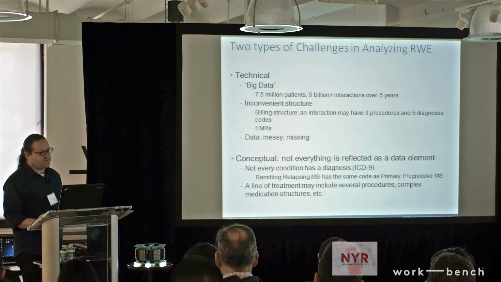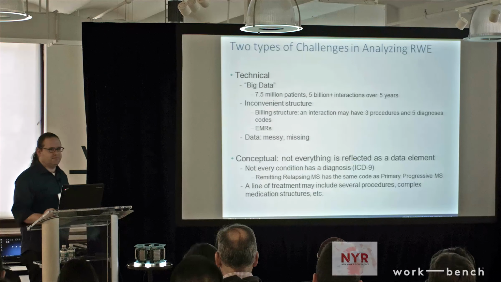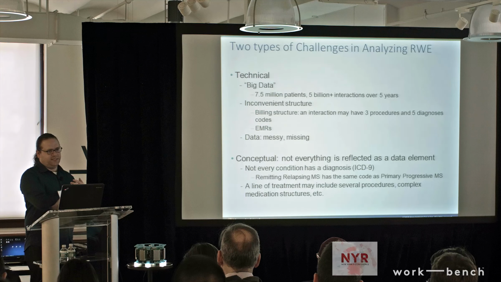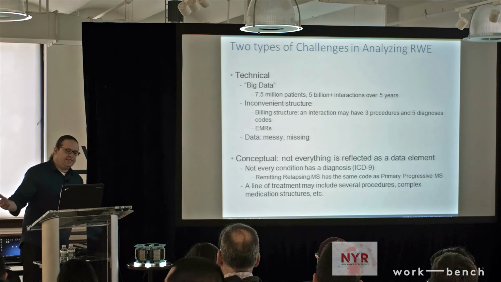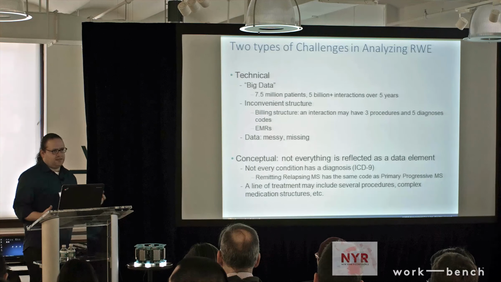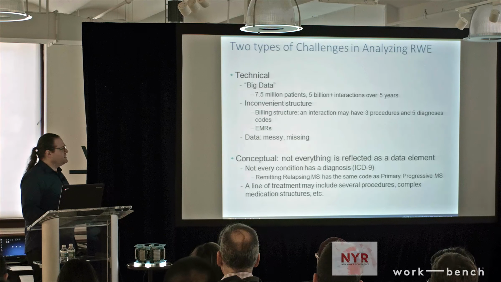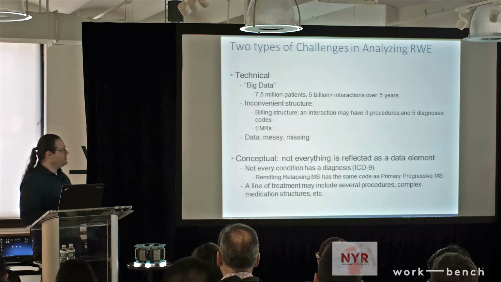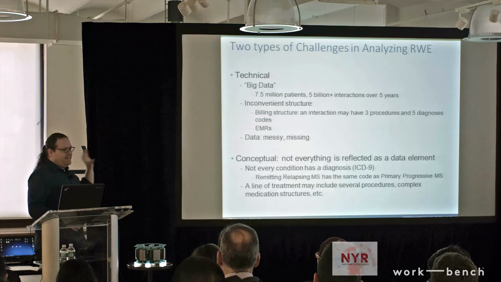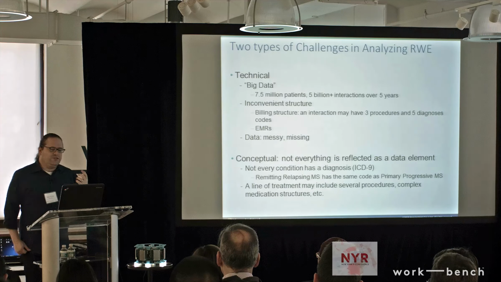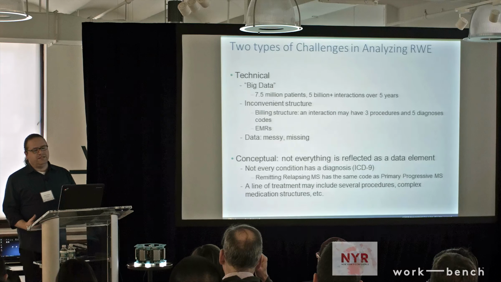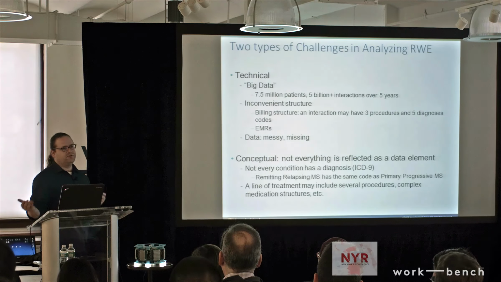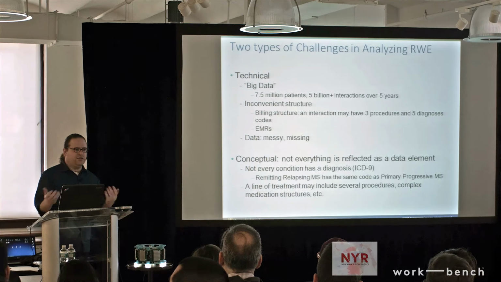It's missing because of all sorts of reasons. Sometimes it's because of HIPAA privacy limitations, so you don't have people's date of birth, for example. Sometimes it's missing just because it's missing. This comes from medical claims, and they just miss stuff. Claims come late. They don't have the right coding on them, stuff like that. So that's a technical problem. The conceptual problem is that not everything you care about is actually reflected as a data element. So for example, for some conditions, when they get coded for billing purposes, you lose a lot of information.